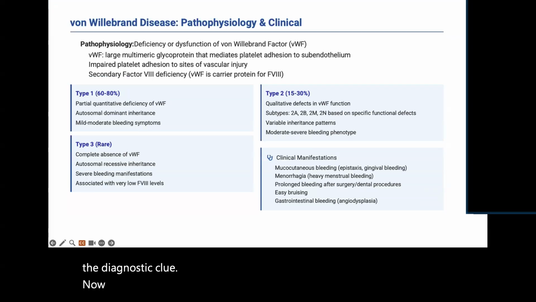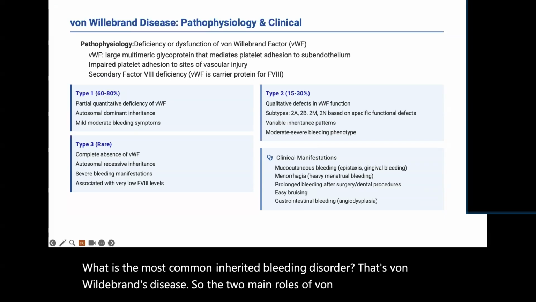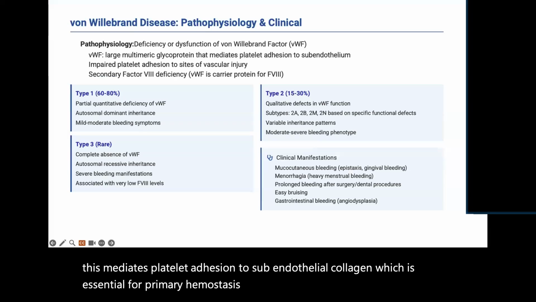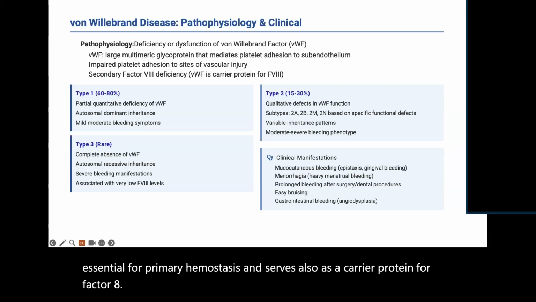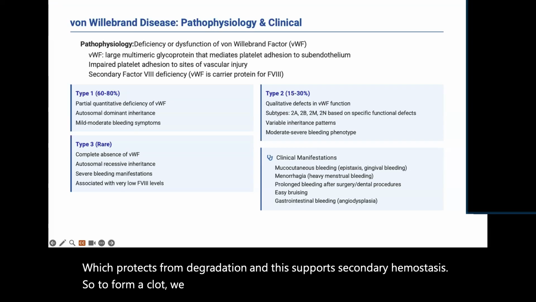Now, what is the most common inherited bleeding disorder? That's von Willebrand's disease. So the two main roles of von Willebrand factor: it mediates platelet adhesion to subendothelial collagen, which is essential for primary hemostasis, and it serves also as a carrier protein for factor VIII, which protects it from degradation, and this supports secondary hemostasis. So to form a clot, we need the platelet to stick, and we need to have the clotting factor.